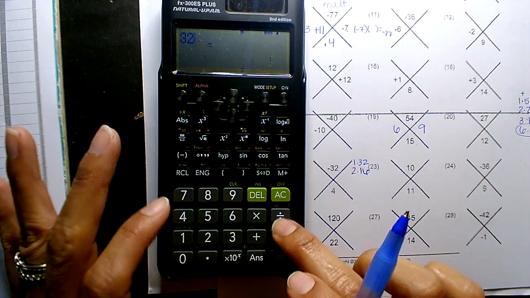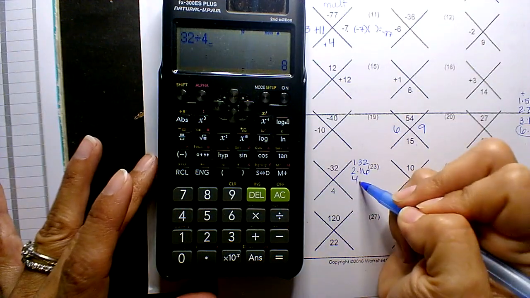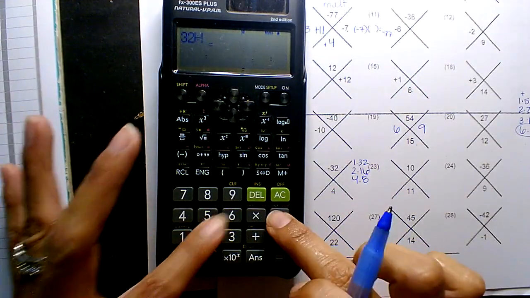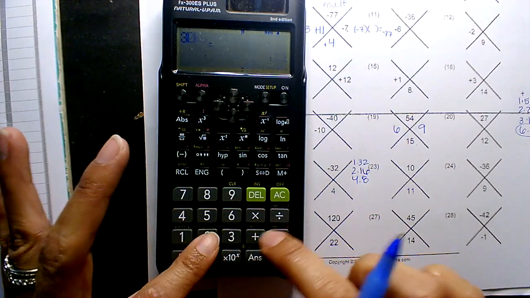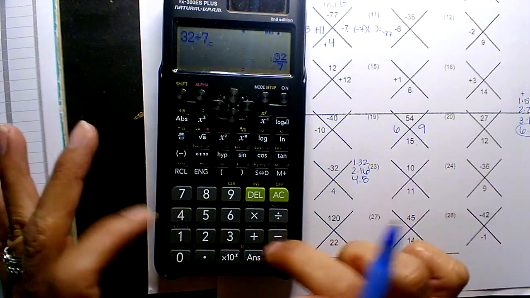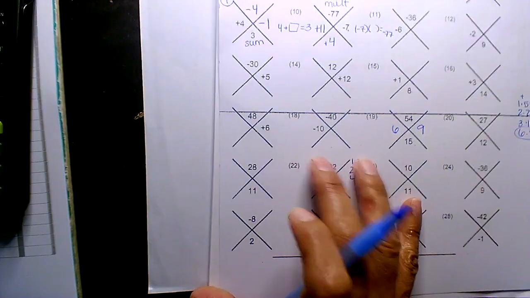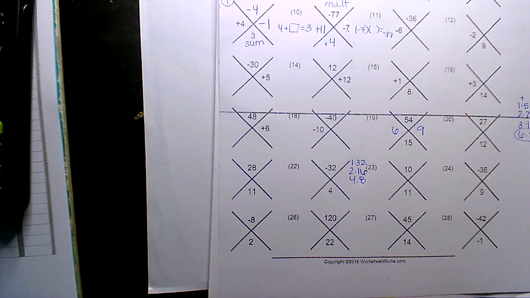32 divided by 4, 4 and 8. 32 divided by 5, fraction. So no. 32 divided by 6, fraction. 32 divided by 7, nope. And then I'm back to the 8 and 4, which is here. So what are your possibilities of getting 32? 1 and 32, 2 and 16, and 4 and 8. Those are your possibilities. One of those is going to satisfy the +4.